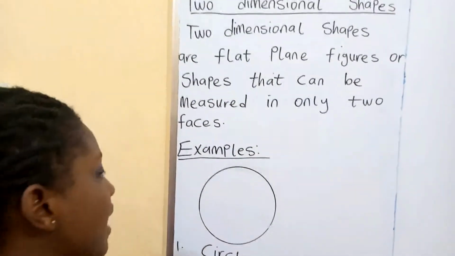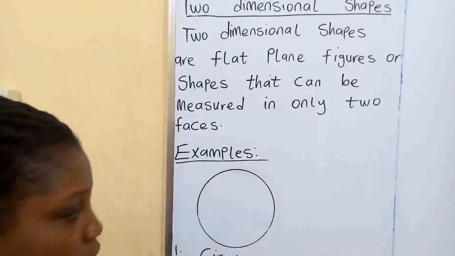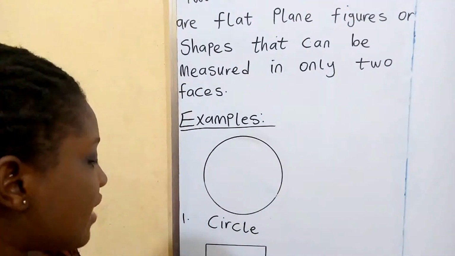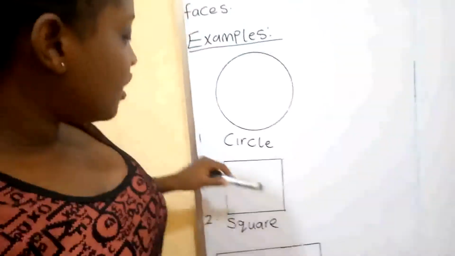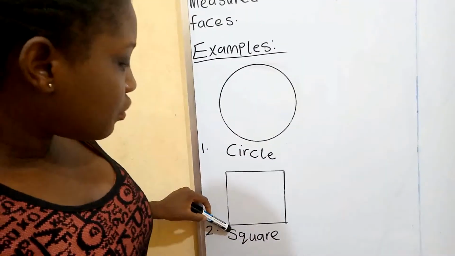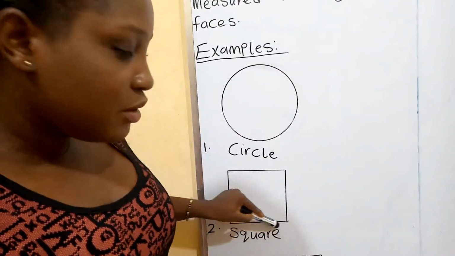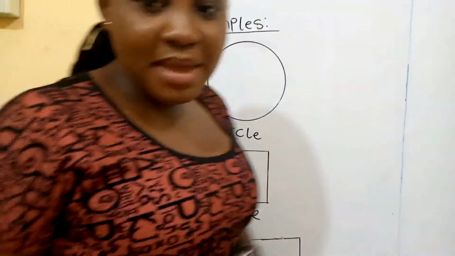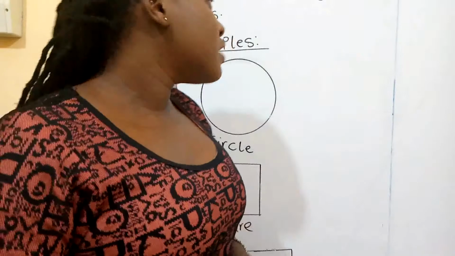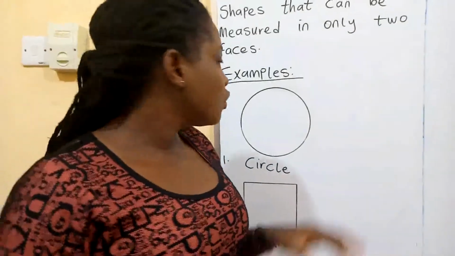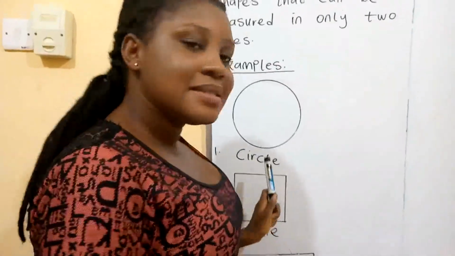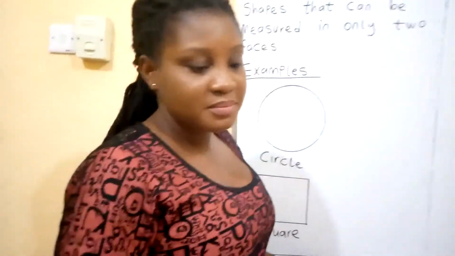So now if you look at the shapes on the board, you agree with me that you can measure them in two faces. Like the square we have here, either you measure it by the length or you measure it by the width. So we can only measure it in two dimensions. Okay, so now we are going to look at objects with these shapes. We are going to do what? Look at objects with these shapes.